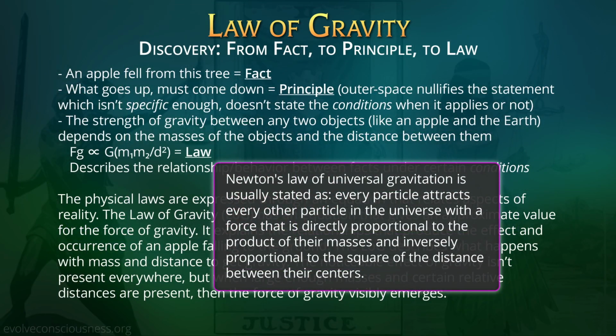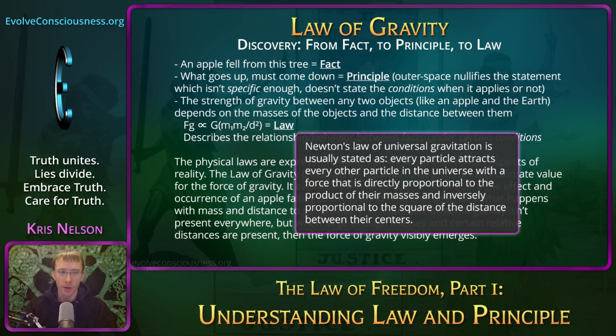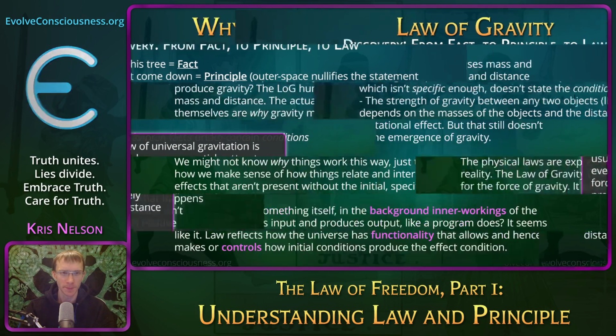So this is just a side bubble. Newton's law of universal gravitation is usually stated in this wordy format: every particle attracts every other particle in the universe with a force that is directly proportional to the product of their masses and inversely proportional to the square of the distance between their centers.